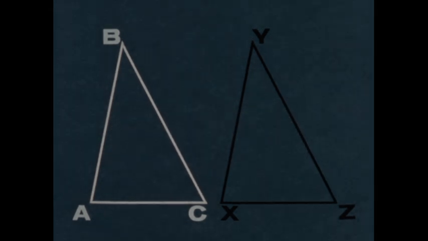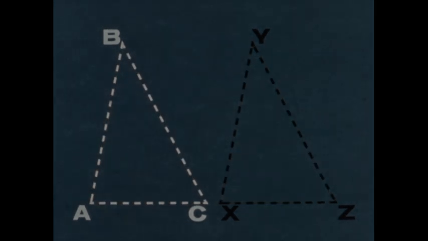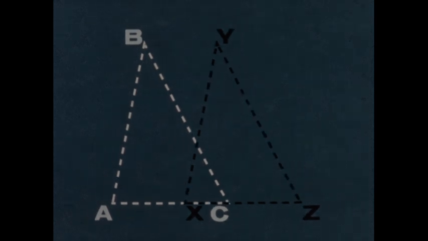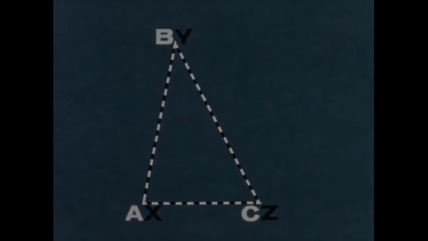By indicating the line segments this way, we can see how triangle ABC fits exactly, or coincides with, triangle XYZ. Line AB coincides with line XY, BC with YZ, AC with XZ. Angle A coincides with angle X, B with Y, and C with Z.